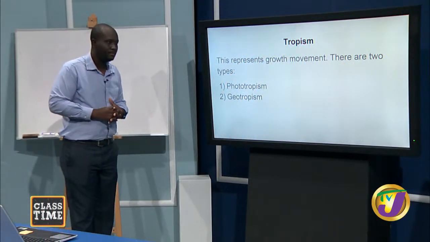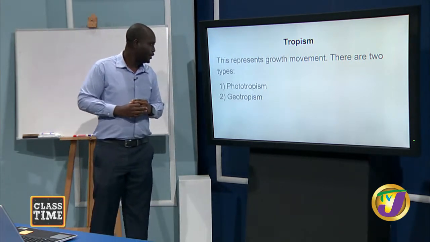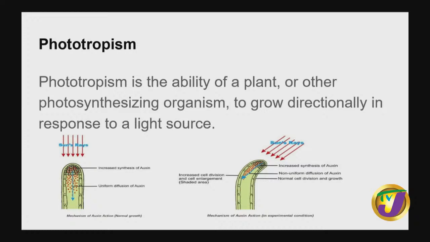Right, now, tropism is growth movement in plants, and there are two types of tropism. We have phototropism and we have geotropism. In some textbooks, you see gravitropism, the same thing as geotropism. Now, you may see this all the time, a plant growing towards a light source. You have a nice potted plant, you put it by the window. Over some time, you see that the plant is no longer straight, but the plant is growing towards the window. And you may wonder what is happening to your plant. It is phototropism, growth movement in response to light.